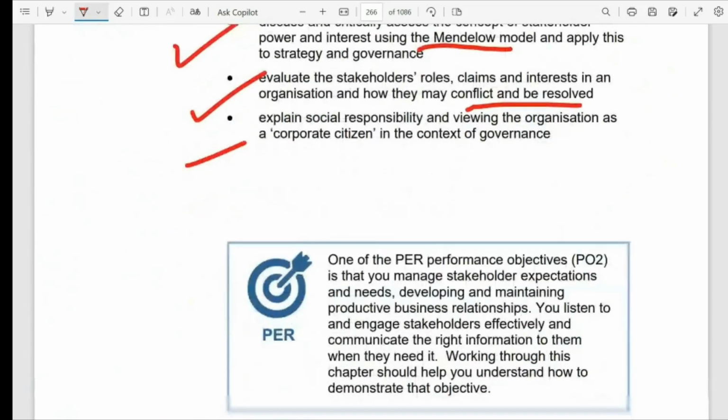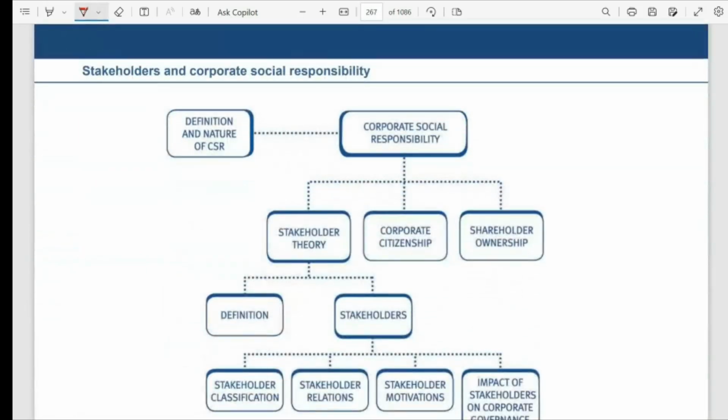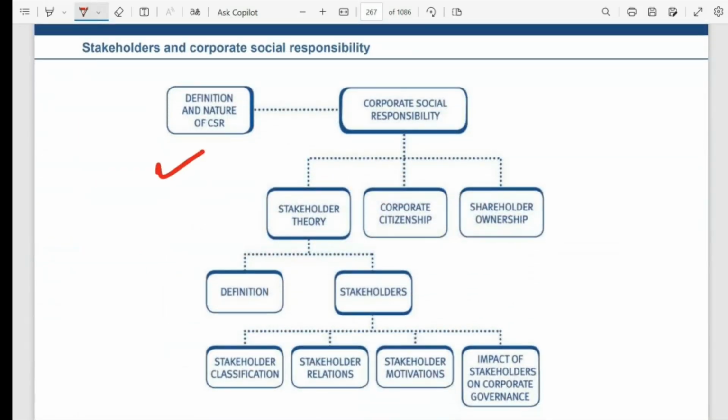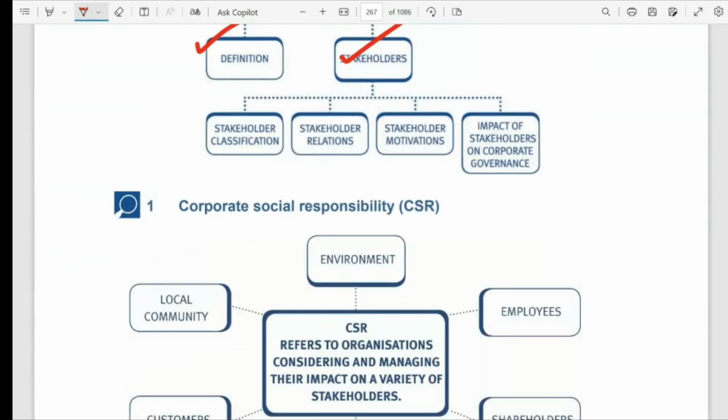So this is our topic today, and we'll discuss these areas: how to identify the nature of CSR, corporate social responsibility, and how CSR relates to stakeholder theory, corporate citizenship and shareholder ownership. Then under stakeholder theory, the definition of stakeholders and further explanation of stakeholder classification, relationships, motivation, and impact.